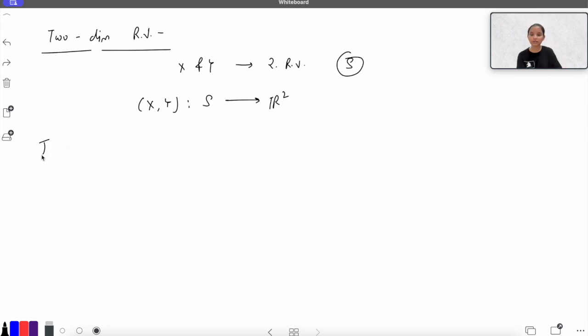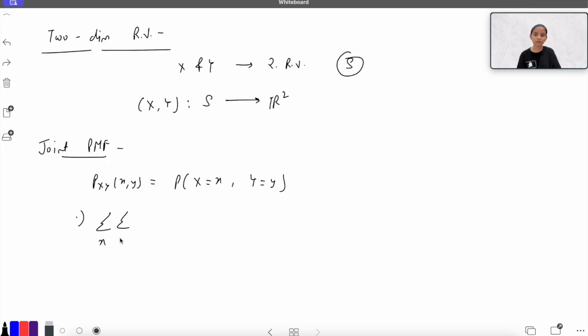Now let's consider the joint PMF. What would be the joint PMF in this case? That is P_XY(x, y) equals the probability that X equals x, comma, Y equals y. That is the joint PMF of two random variables, and we already know that the sum of probability in this case also has to be equal to 1.